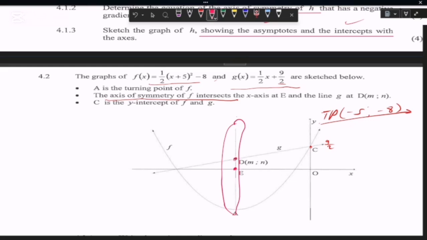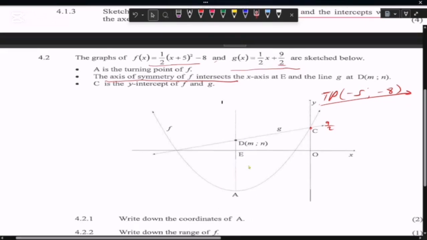Okay, which is basically what they're telling us. And then they're saying C is the y-intercept of F and G. Okay, this is C there, the y-intercept of the two graphs. Okay, so now we are ready to tackle the questions because we are familiar with all the given information. Okay, so let's get started.